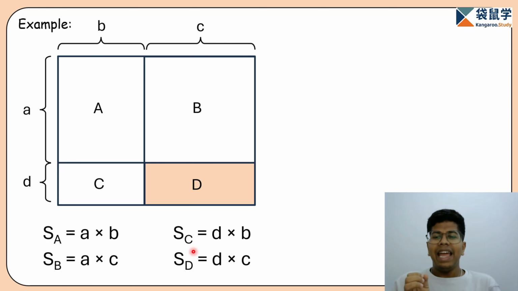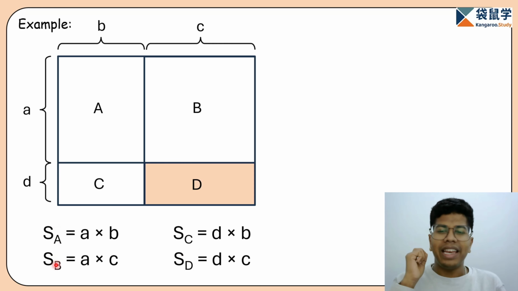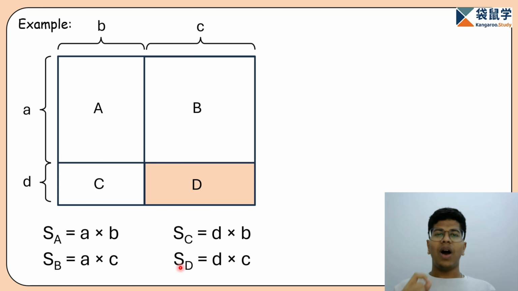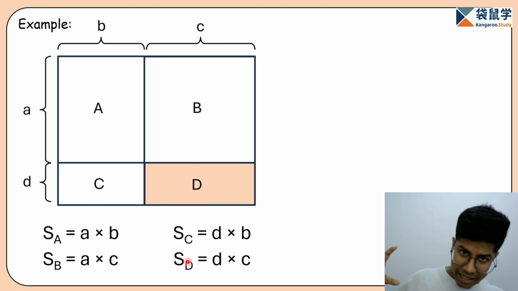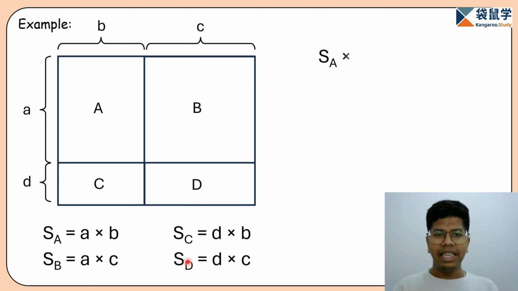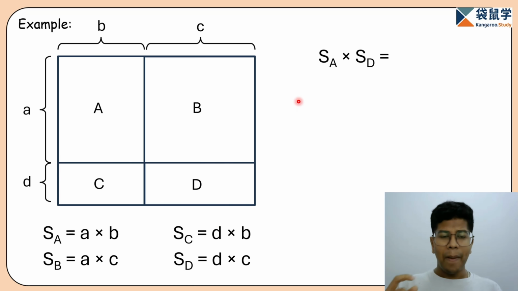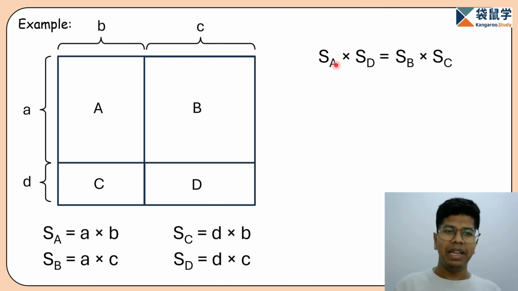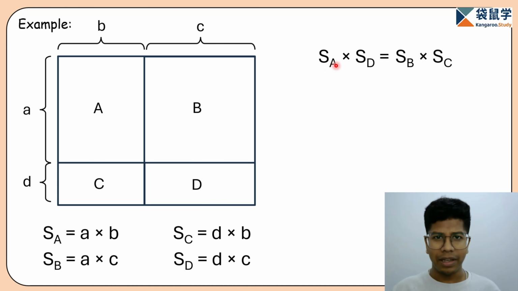Oh, we can see area of A upon area of B is equal to area of C upon area of D. And if I write it down linear, we can see it is area of A multiplied by area of D, which is equal to area of B into area of C.